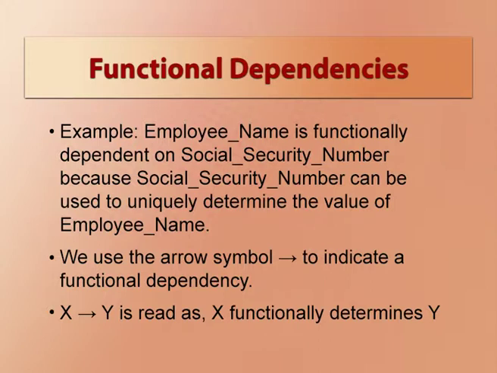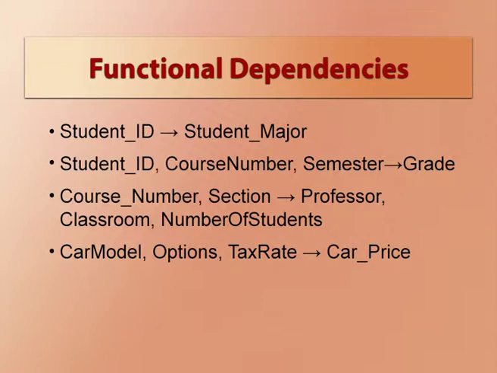This functional dependency can be represented as X → Y, which is nothing but X functionally determines Y. In the above example, I can say SSN functionally determines the employee name. Likewise, we have several examples here: student ID functionally determines student major, and student ID, course number and semester combined functionally determine the grade.